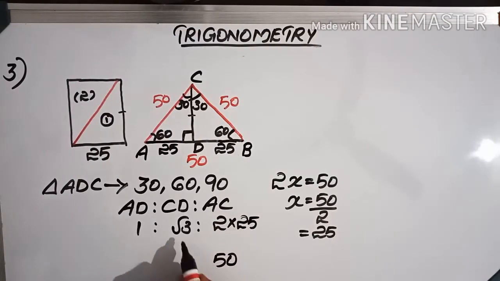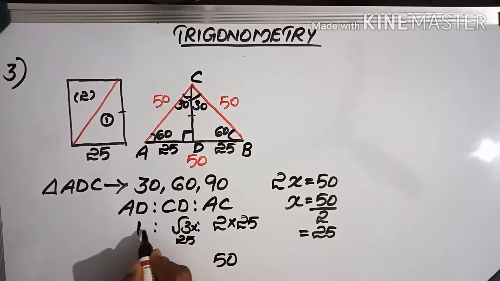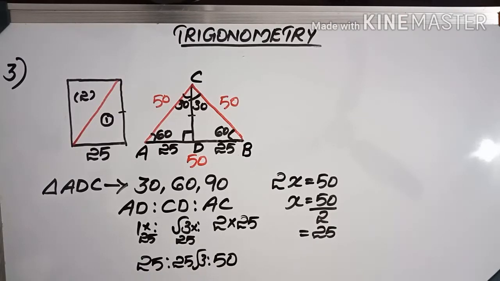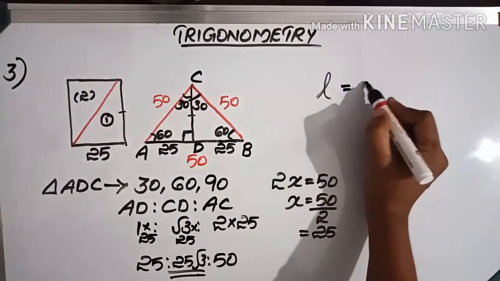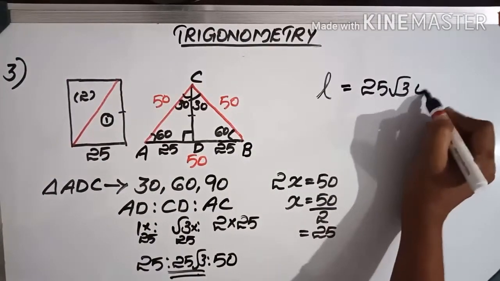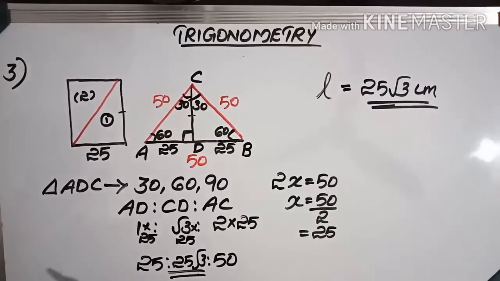So the same, into 25, we have to do here and here also. So 1 into 25 is 25, √3 into 25 is 25√3, and 2 into 25 is 50. So from this, CD is 25√3. That means the length of this rectangle will be 25√3 centimeter. This is the answer.